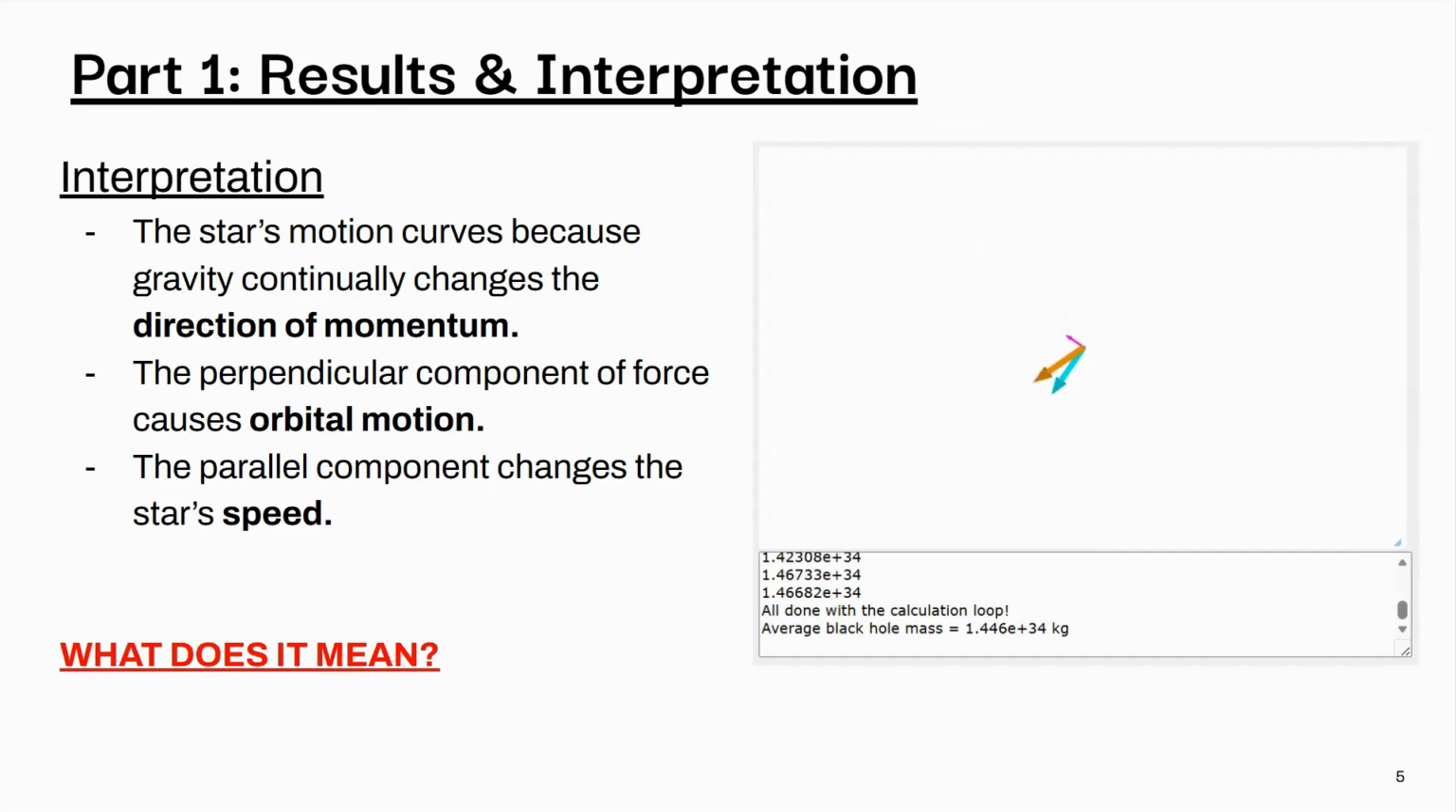According to Newton's second law, the net force on the star equals the rate of change of its momentum. This means that whenever the star's momentum changes, there must be a force acting on it. The net force can be broken into two components relative to the star's motion. The parallel component of the force changes the star's speed, while the perpendicular component changes the direction of motion. In an orbit, the perpendicular component is responsible for continuously bending the star's path, causing it to move in a curved trajectory around the black hole.